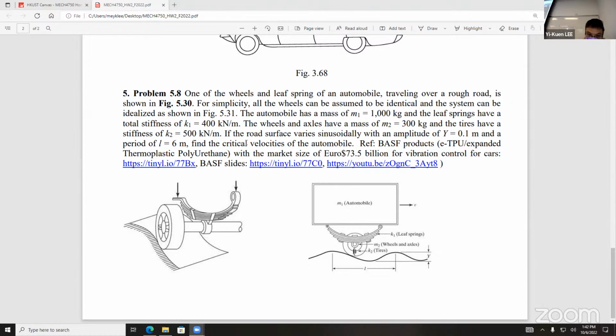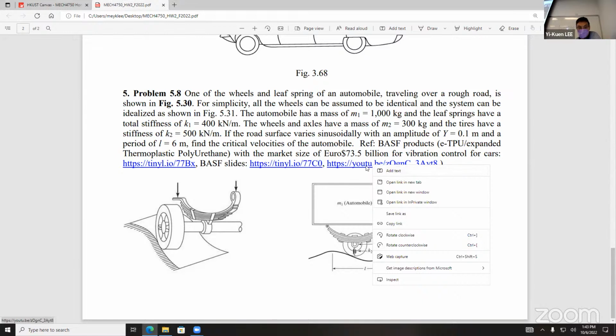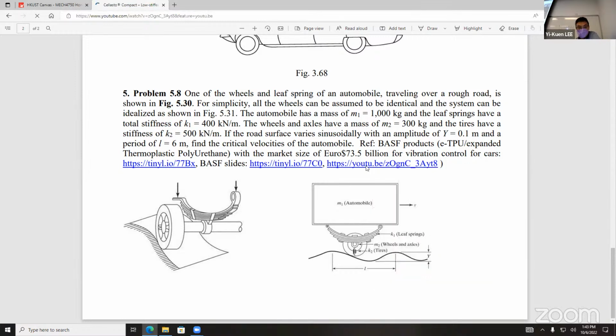Of course, I will show you who controls the world for this kind of vibration engineering for the car. It turns out to be one big company from Germany, BASF. They have this interesting TPU, expanded thermoplastic polyurethane, and it turns out their market is huge, about $73 billion for TPU for vibration control of a car. So it's not small. Here I can show you. They're really one of the key players in the industry. Let me show you.